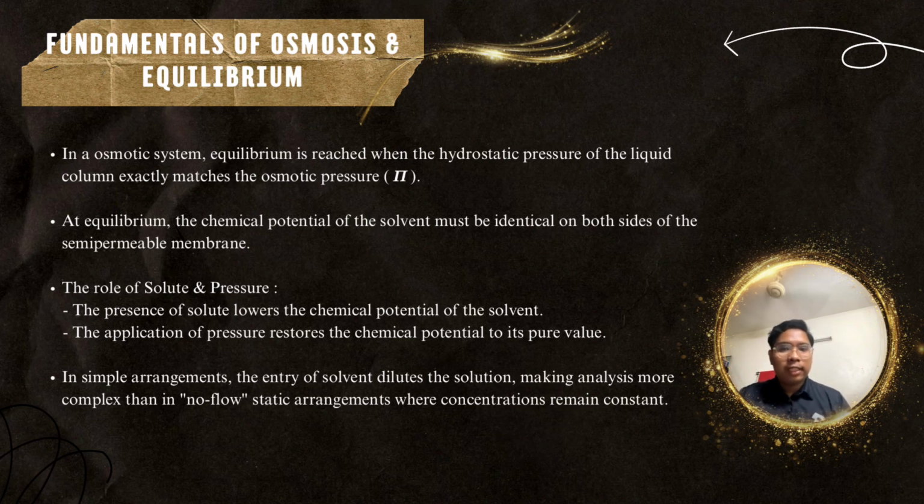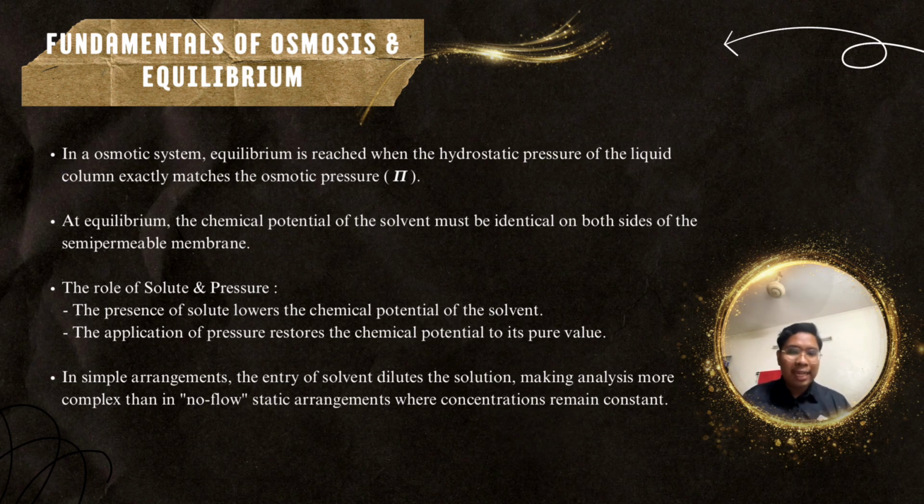In an osmotic system, equilibrium is reached when the hydrostatic pressure of the liquid column exactly matches the osmotic pressure. At equilibrium, the chemical potential of the solvent must be identical on both sides of the semi-permeable membrane. Then, the role of solute and pressure. The presence of solute lowers the chemical potential of the solvent, while the application of pressure restores the chemical potential to its pure value.